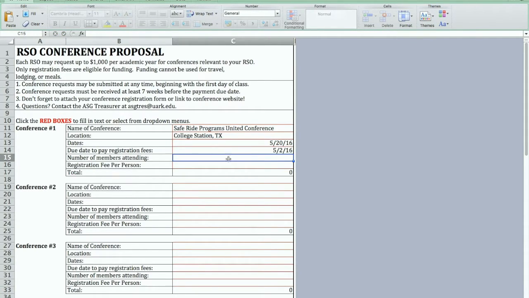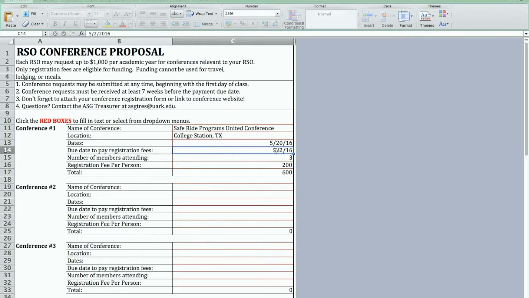Okay. The number of members attending, we'll go ahead and say 3, and it's going to be $200 a person. So it comes out to be $600. Again, you cannot exceed $1,000 per RSO per academic year. And so remember that the due date for conferences is 7 weeks prior to the registration due date.